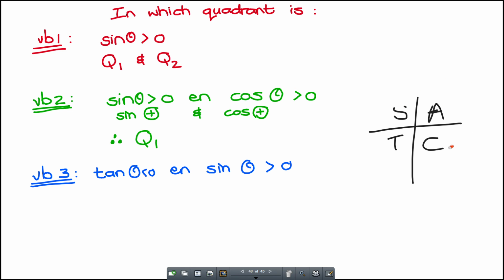Jy moet dadelik sê as jy nie lekker by is nie, hè? Want hierdie goed bou nou nogals vinnig op mekaar.